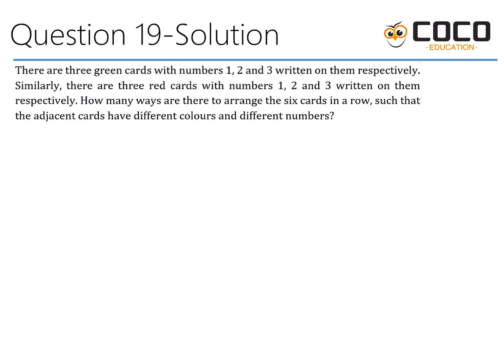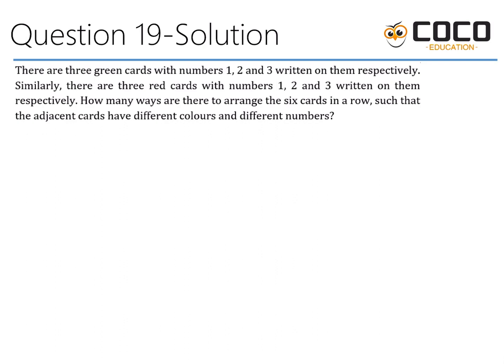Question 19. We have 3 green cards. Then we have the numbers 1, 2, and 3 written on them. Similarly, we have 3 red cards with the number 1, 2, and 3. So how many ways are there to arrange the 6 cards into a row? Adjacent cards have different colors and different numbers.